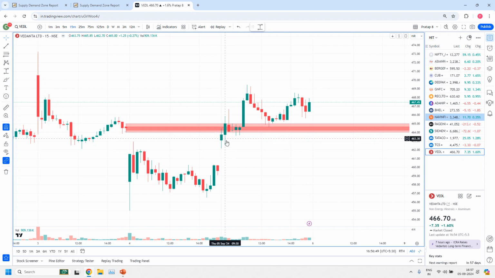Today everybody is looking like, those who have taken a trade in VEDL, you will be thinking my trade is stopped out. Am I right or wrong? You will be thinking my trade is stopped out, I got the loss. But actually today you got a very good trade opportunity after the zone is violated. Because you didn't learn the concept, you will leave this trade because it is violated.